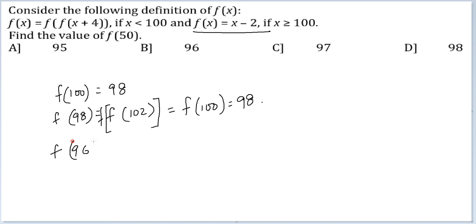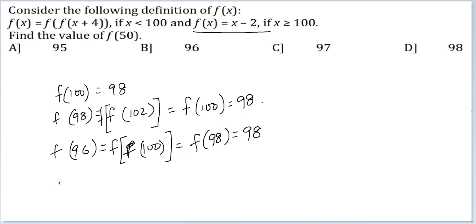Okay, let me go to f(96). This is equal to f(100), which is equal to f(98), which I know to be equal to 98 itself. Let me do f(94). f(94) would be f(98) again, which will be equal to 98 only.